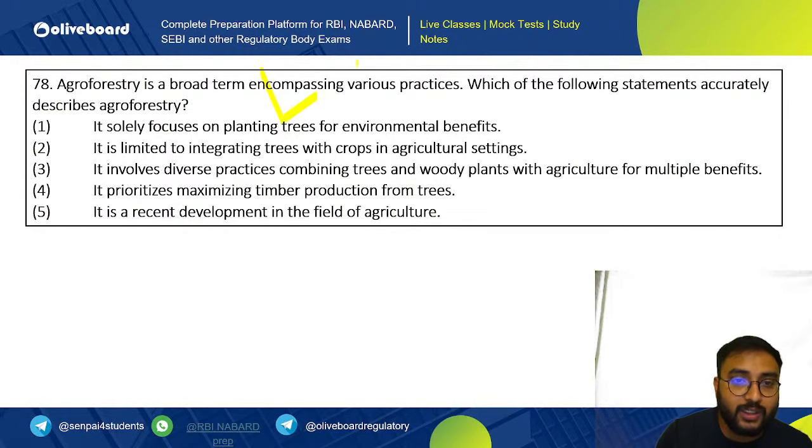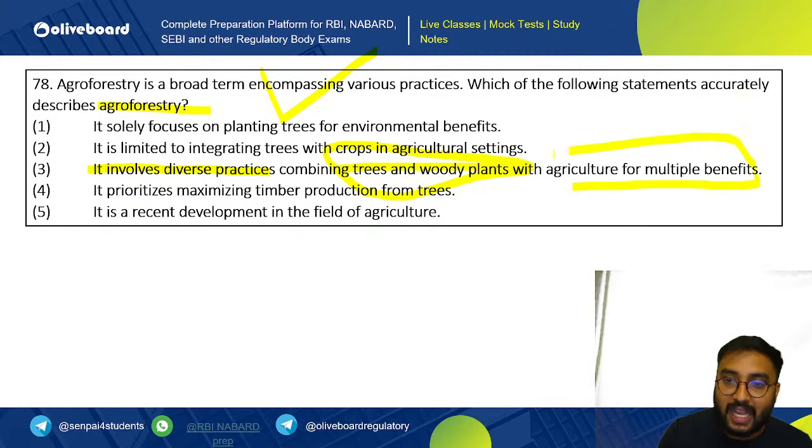Agroforestry is the broad term encompassing various practices. Which of the following statements accurately describes agroforestry? The answer here is third. It's a diverse practice that combines trees and woody plants together with agriculture for multiple benefits.